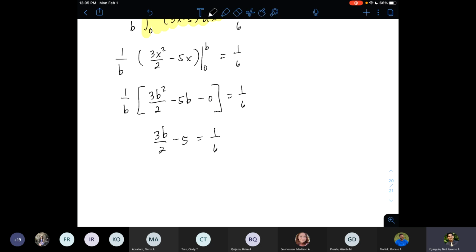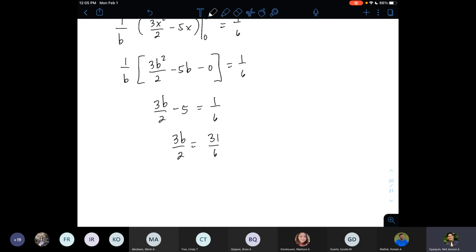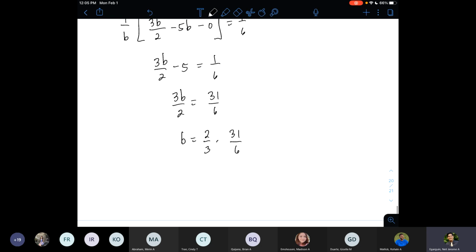And then I'll add 5 to both sides. So I'll have 3b over 2 equals 31 over 6. And then I can multiply both sides by 2/3 so that the 3/2 in front of b will go away. So this would be 62 over 18, or this is 31 over 9. Okay. I hope this is one of the options.